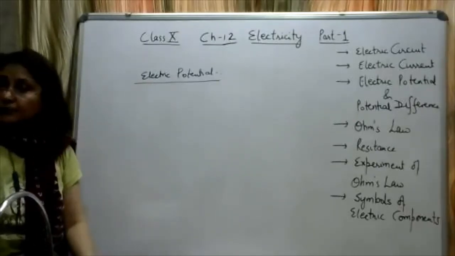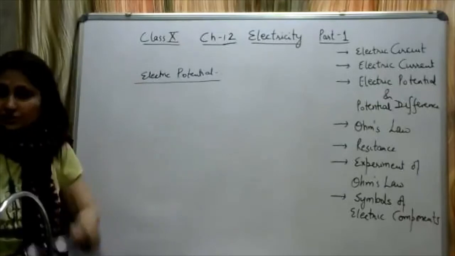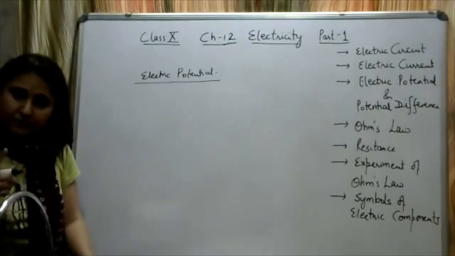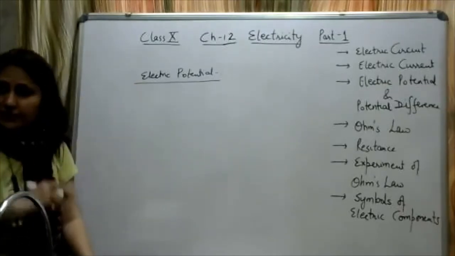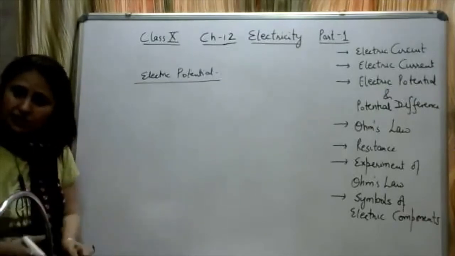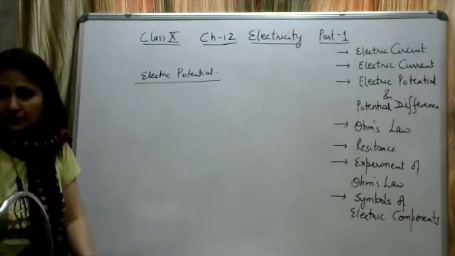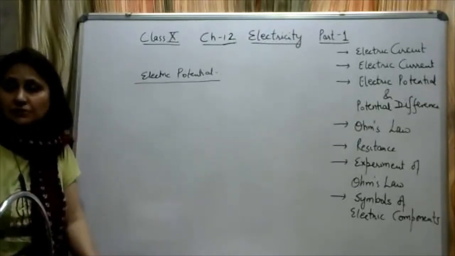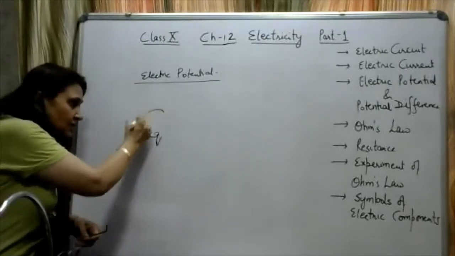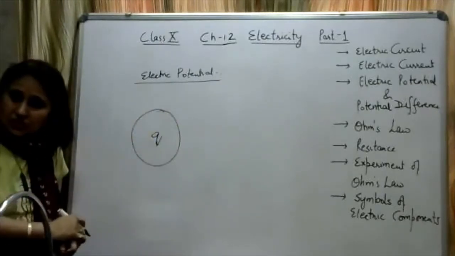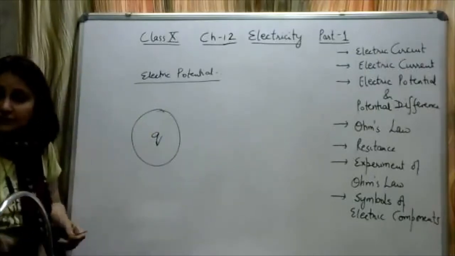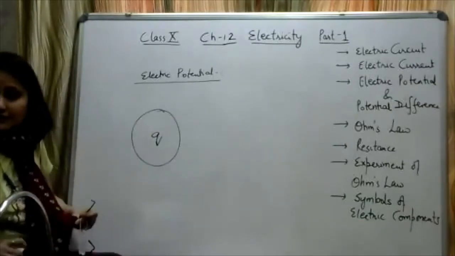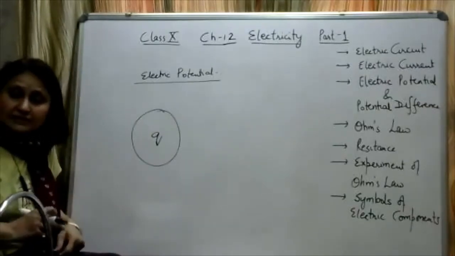Next topic is electric potential. It is defined as the amount of work done in bringing a unit charge from infinity to a point in the electric field. For any charge, there will be some region of space in which its electric force can be experienced. For example, this is charge Q. There will be some region of space around this charge in which its electrostatic force can be experienced. This region of space, we call it the electric field.